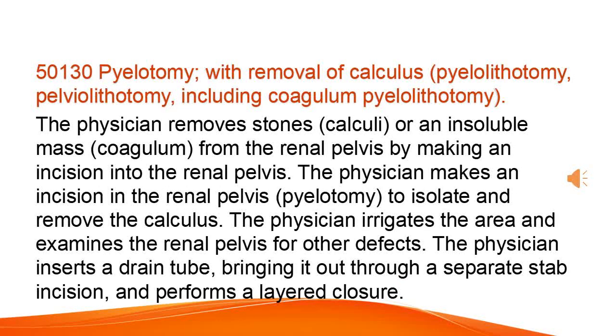Pyelotomy, with removal of calculus, pyelolithotomy, pelvilithotomy, including coagulum pyelolithotomy. The physician removes stones, calculi, or an insoluble mass, coagulum, from the renal pelvis by making an incision into the renal pelvis. The physician makes an incision in the renal pelvis, pyelotomy, to isolate and remove the calculus. The physician irrigates the area and examines the renal pelvis for other defects. The physician inserts a drain tube, bringing it out through a separate stab incision, and performs a layered closure.